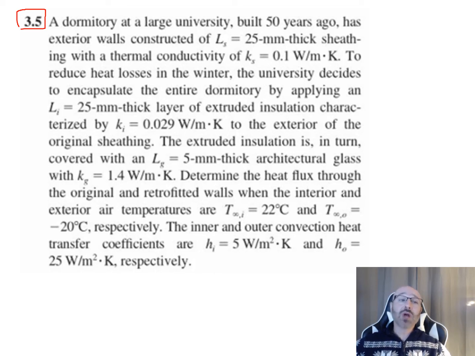So let's read through this problem statement now. We have a dormitory at a large university built 50 years ago, with exterior walls constructed with, and they give us our L value here, L sub S, a 25 millimeter thick sheathing, with a thermal conductivity of K sub S equal to 0.1 watts per meter times Kelvin.